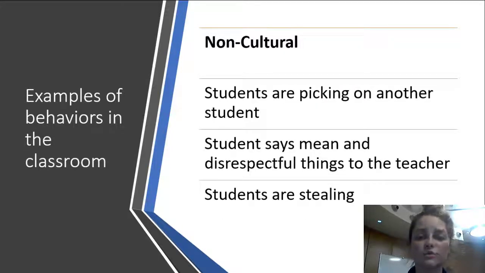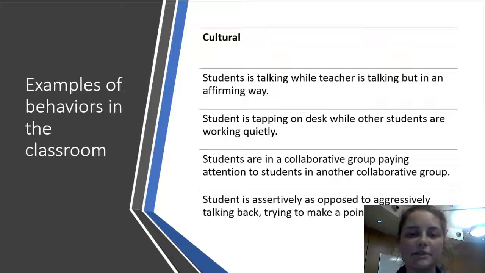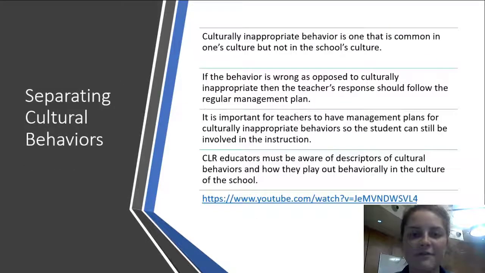Now, some non-cultural behaviors would be ones like students are picking on another student. Now, that doesn't happen in cultures, and that's how you know that it's just a flat-out inappropriate behavior from your students. Another example might be student says mean and disrespectful things to the teacher, or students that are stealing. Now, those are all examples of just flat-out inappropriate behaviors, and those behaviors can be dealt with by your normal classroom management plan, but your cultural behaviors like these ones might have their own aspects in your classroom management plan where you deal with these in a separate way and respond to them differently.